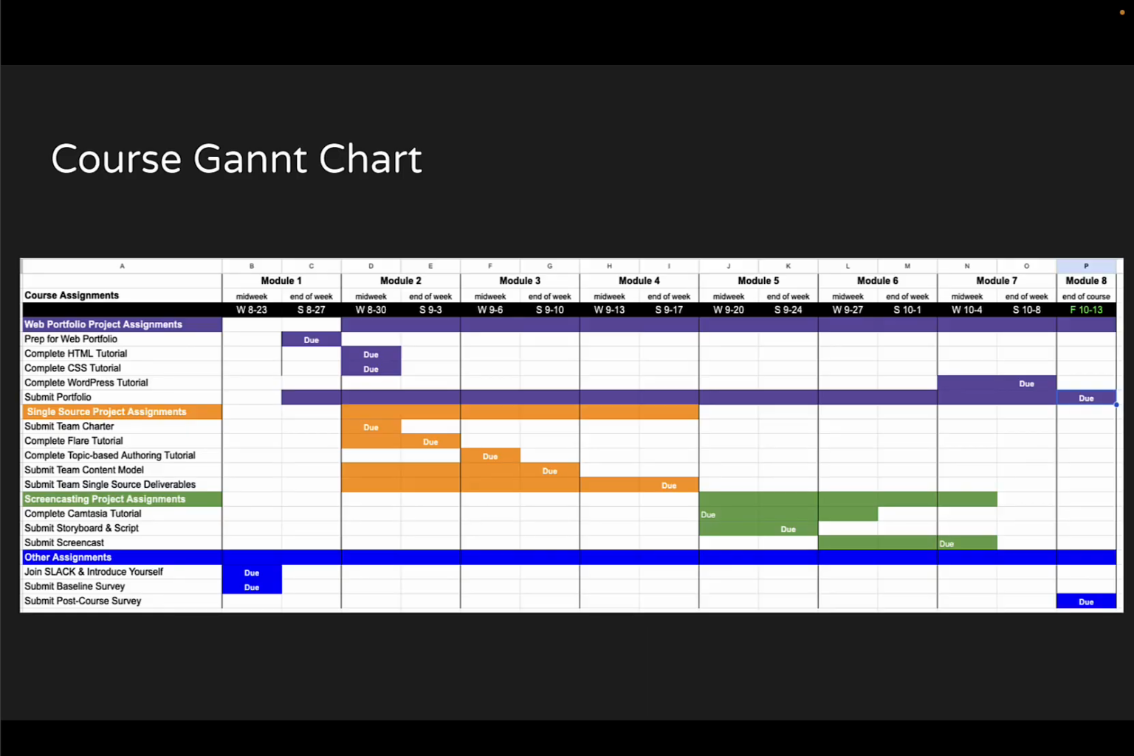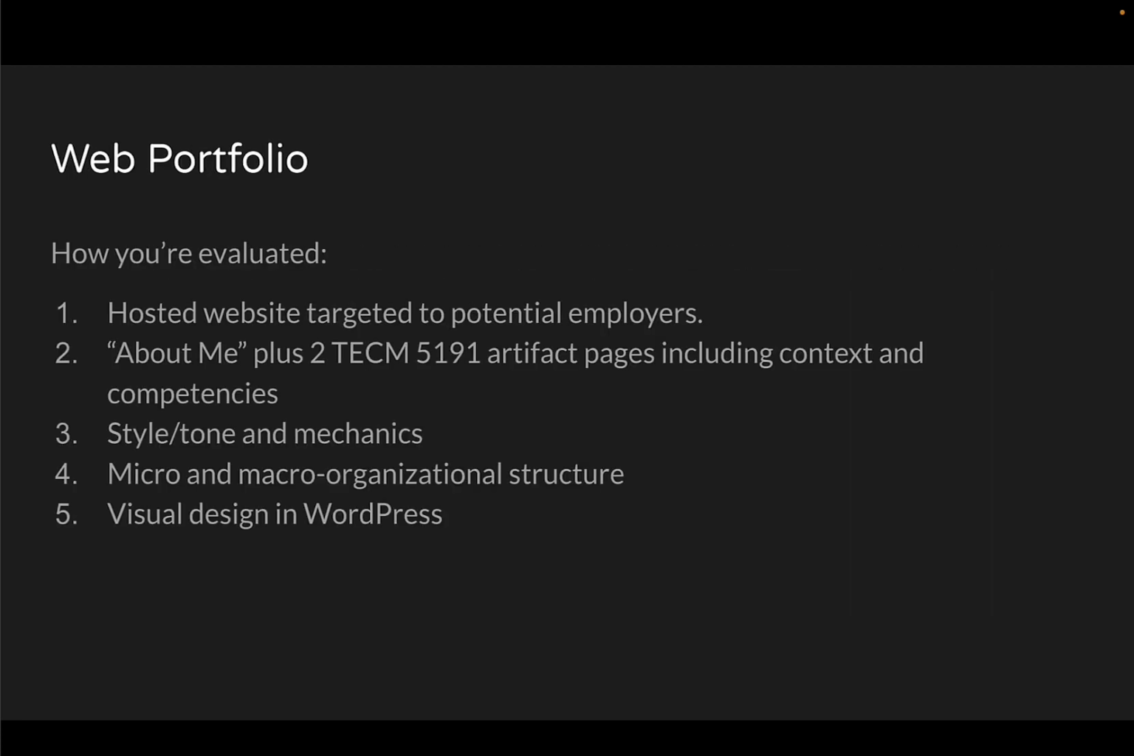Let's jump right in. As always, let's take a look at the course Gantt chart. We're all the way over here in Module 7, and we can see that you've only got two things due this week, of course, besides your discussion post. The first will be your screencast project, which will be due at the normal midweek deadline. And then you've got the WordPress tutorial, which is due at the end of the week.